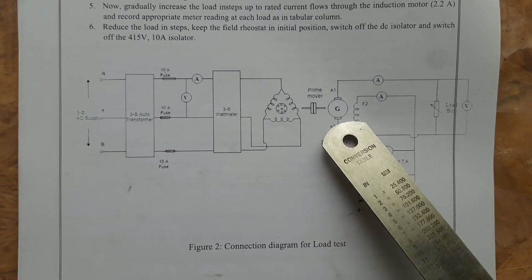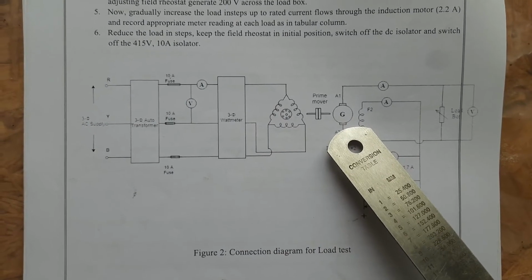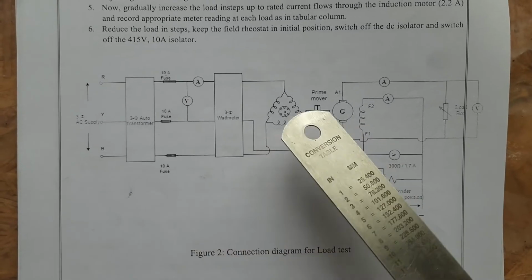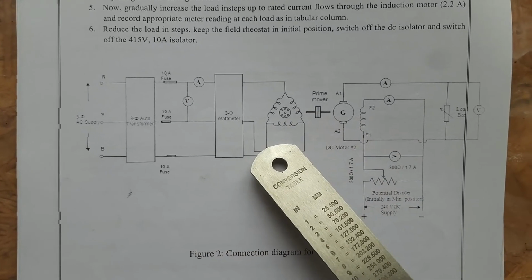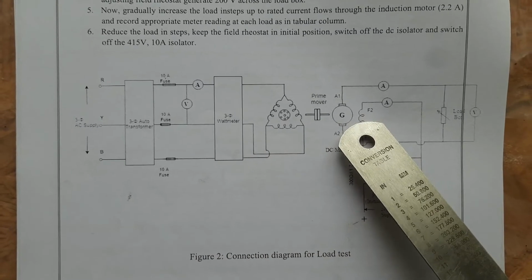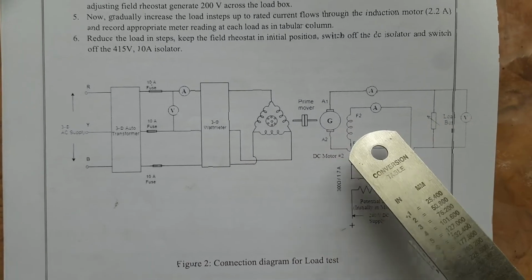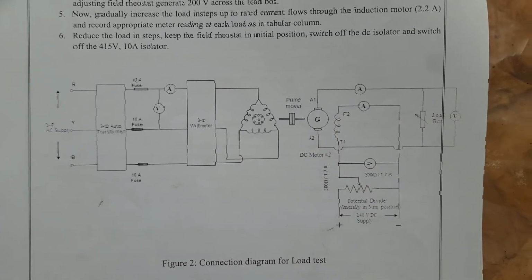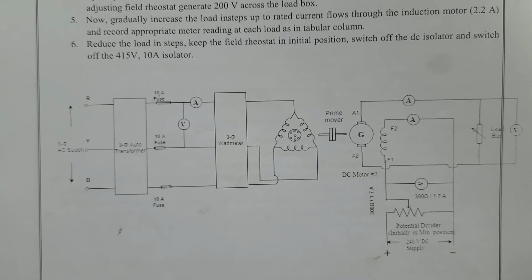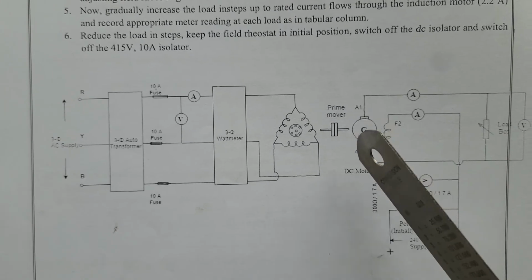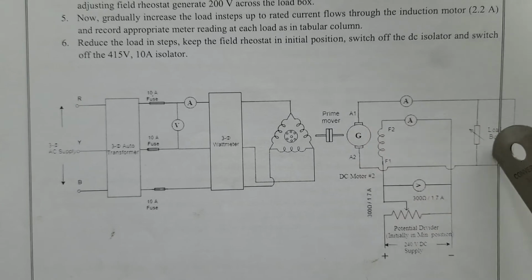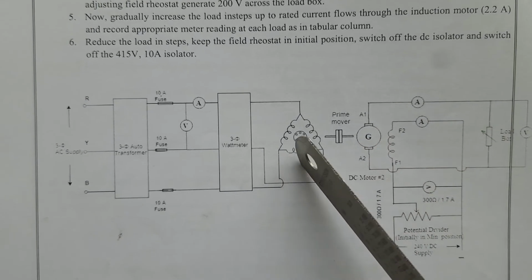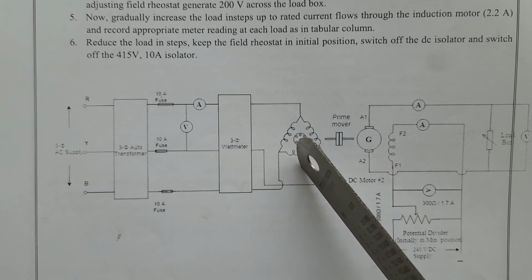Here we are connecting a DC generator across the 3-phase induction motor. The 3-phase induction motor acts as the prime mover, and we connect the load across the DC generator. When the load on the generator increases by increasing the resistive load, that indicates the load on the induction motor increases. So in our lab we have set up in this manner.